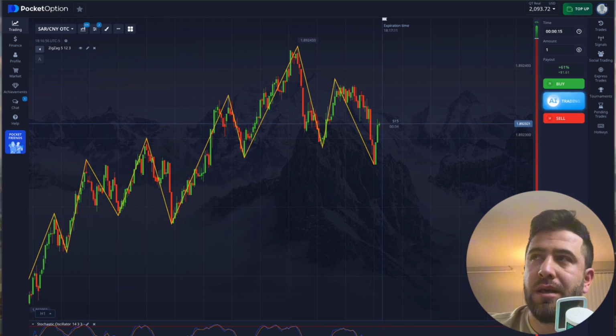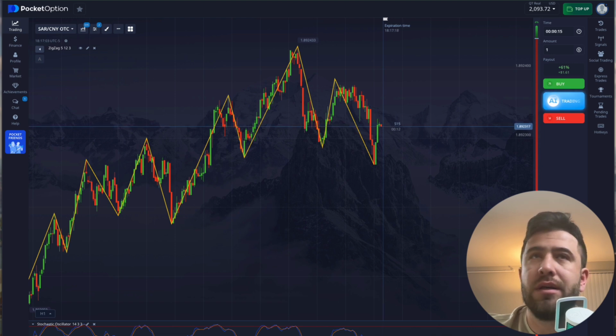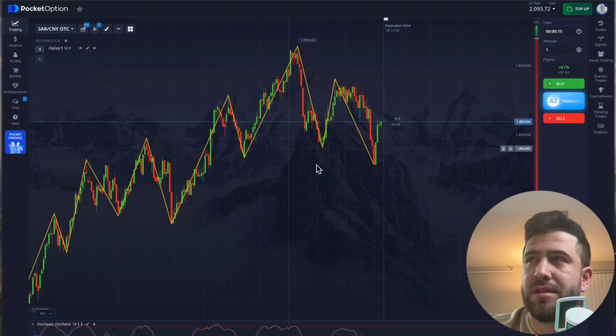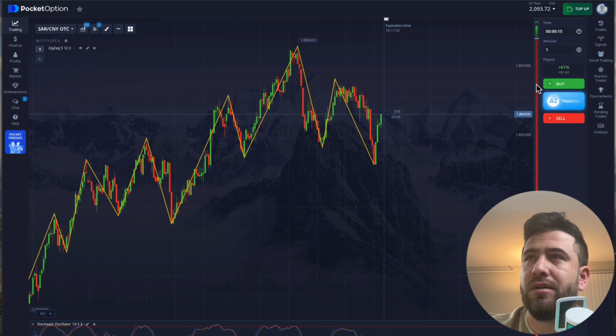Today is my 16th day of my experiment. My current balance is, as you see, 2019, and the goal for the day is to reach, as we check from the table, 2297, which is 10% of our current balance. Now I'm using a disciplined approach to grow my account step by step.